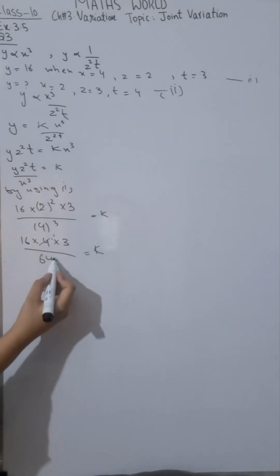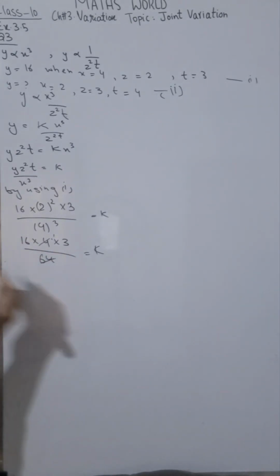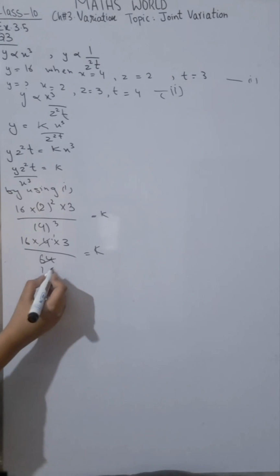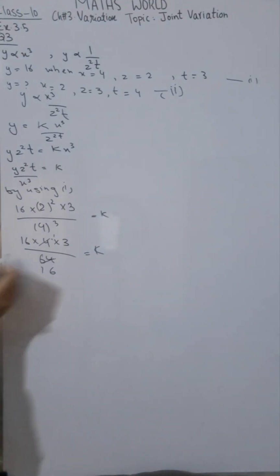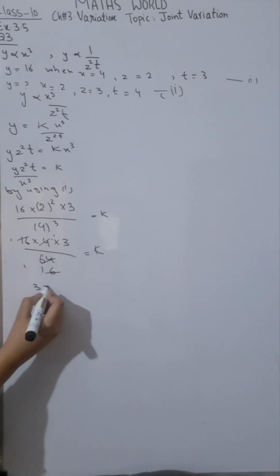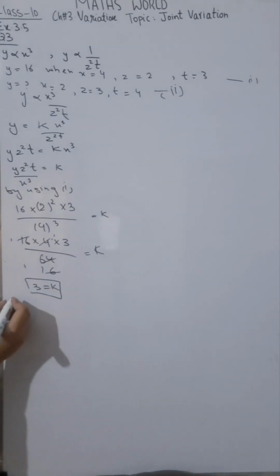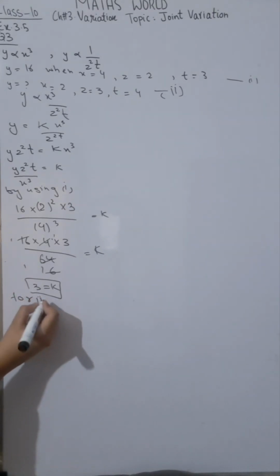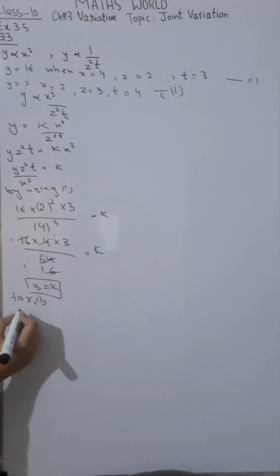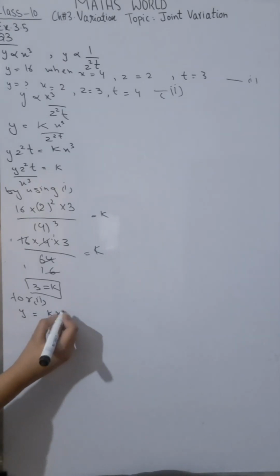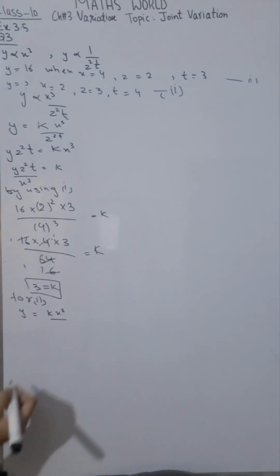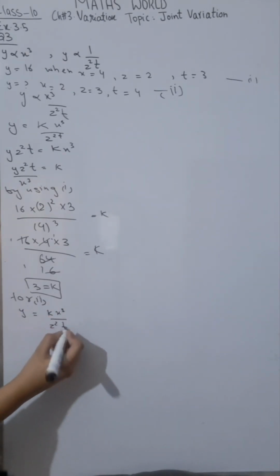Okay. And you know how much 4s are? 4 ones are 4 and 4 6s are 24. Then you know 16 ones are. So you're remaining with 3. So this is the value of k. Now for 2 you're going to find the second case. That will be y is equal to k x cube divided by z square t.